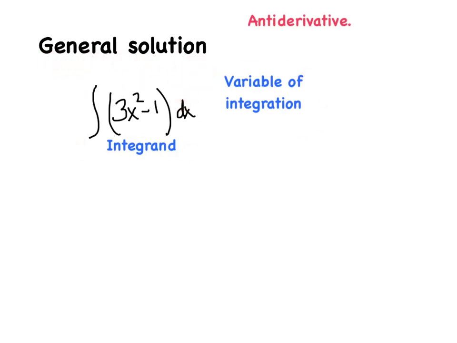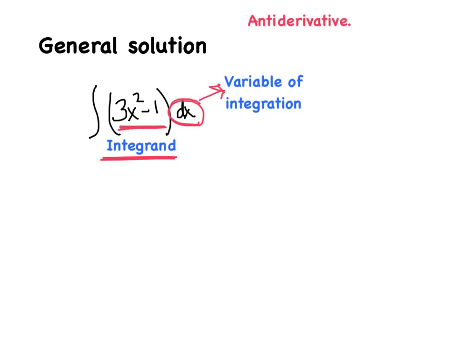So if I have the integral of 3x squared minus 1, I want to be very clear: what you're integrating is called the integrand. This dx here just tells you the variable of integration. If those were y's in here, I better see a dy. If this was a theta, this better be a theta.